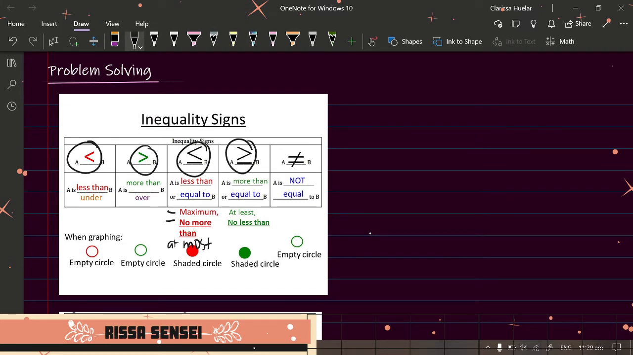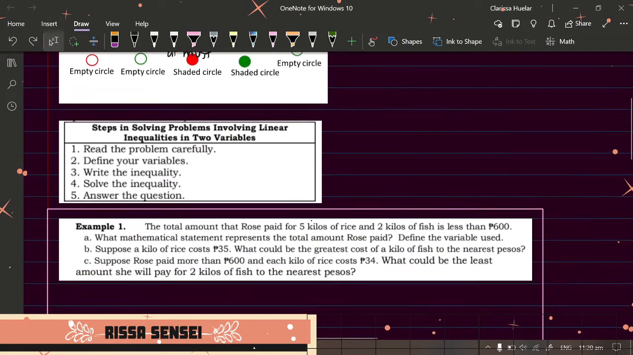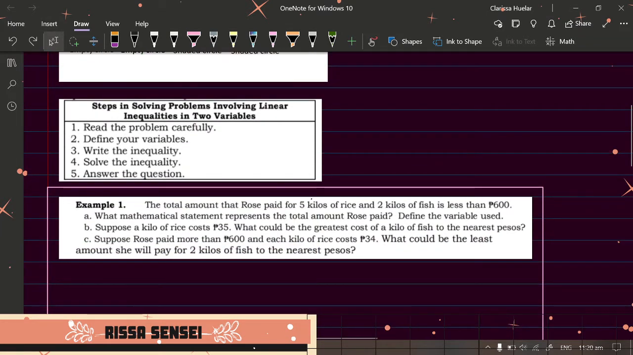Then, kapag greater than or equal to, more than or equal to, we use the term at least. Yan, at least, no less than. So, etong hindi na natin to gagamitin. Etong apat lang. Ito ang mahalaga. Okay? Then, what are the steps in solving problems involving linear inequalities in two variables?